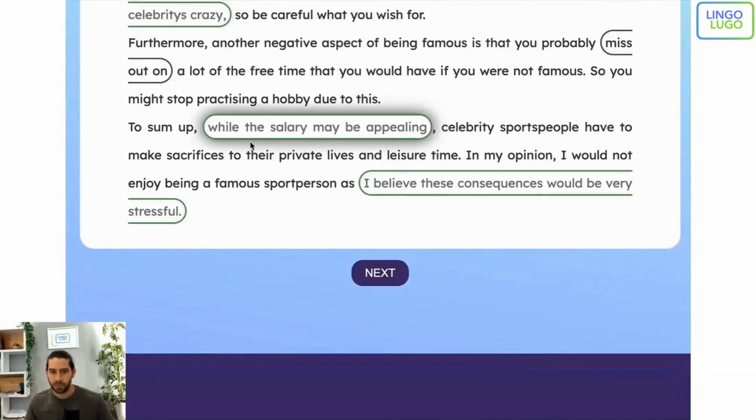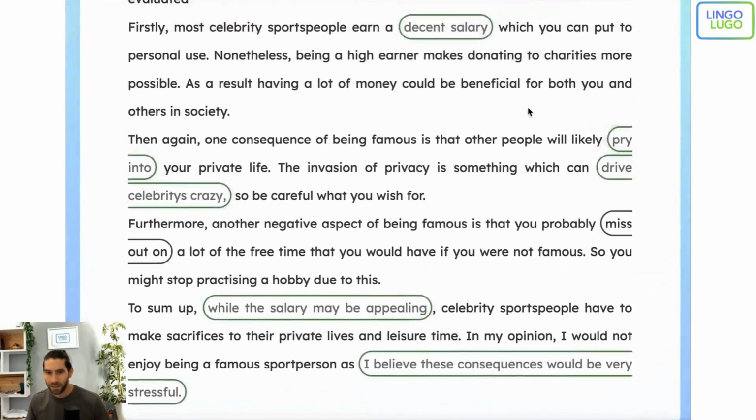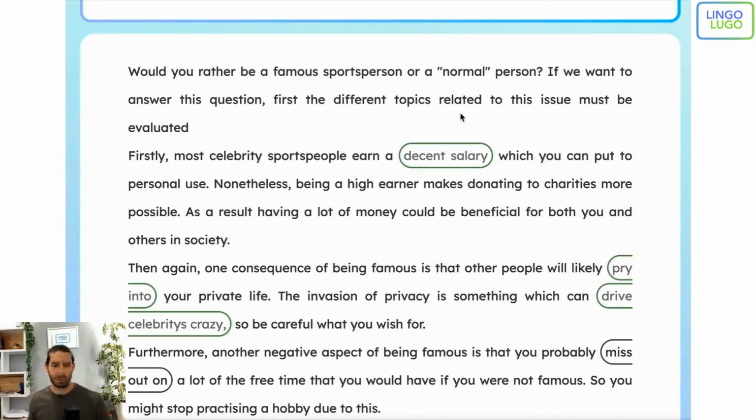Now look at this sentence. While the salary may be appealing, celebrities have to make sacrifices. So you can see the two ideas, and the contrast there, instead of being in the middle, it's at the start, while. So it's really good, and it shows confidence and an advanced language. And summing up here at the end with, I believe these consequences would be very stressful. And just a nice, succinct finish to the essay. Now the problem is that although these are good, there aren't enough of them. There should be a few other examples of advanced vocabulary and language, and then the examiner would be able to give the student top marks.